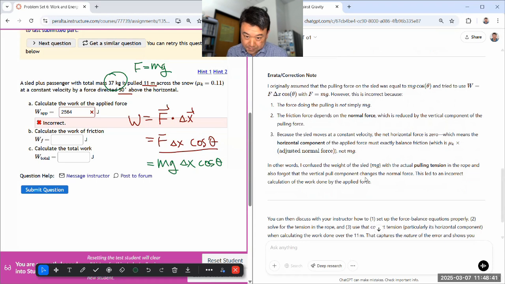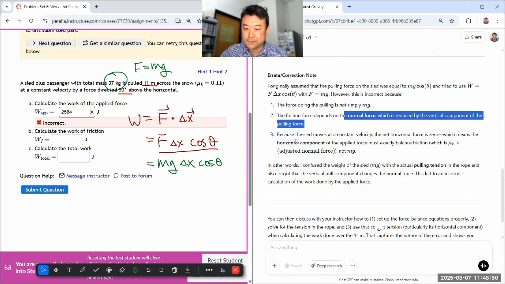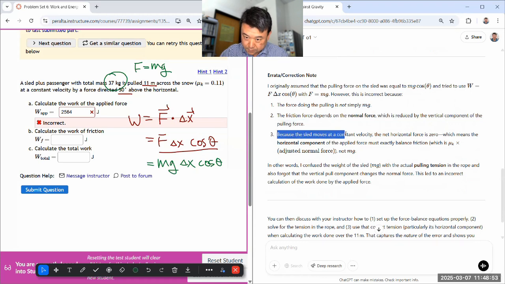The force doing the pulling is not simply mg. Yeah, the friction force depends on normal force, right, which is reduced by the vertical component of the pulling force. Because the sled moves at a constant velocity, this is actually an important part. This information is not directly given to you in the question. So you have to read the question carefully and figure out constant velocity means zero acceleration, and zero acceleration means zero net force. That's an important key piece of information that you have to figure out from reading the question carefully, which means the horizontal component must exactly balance the friction, which is that.